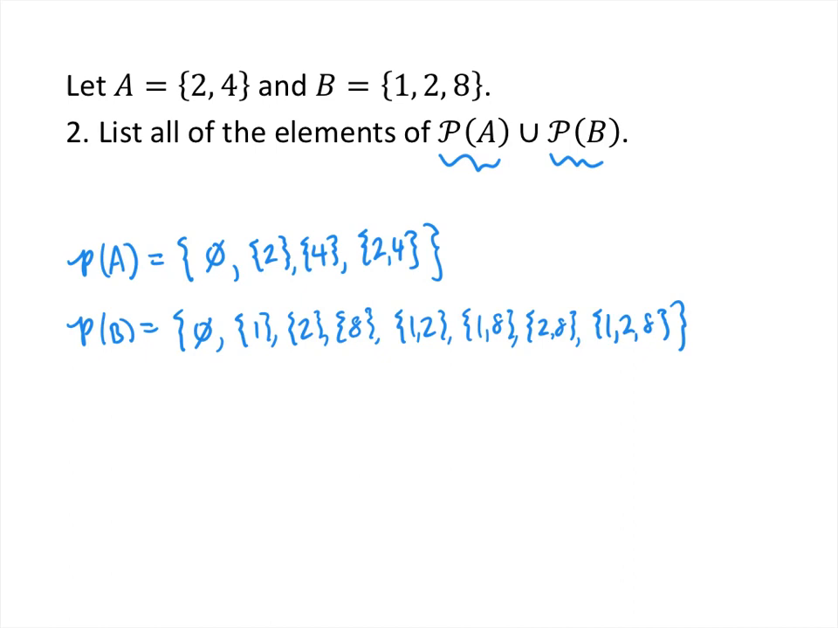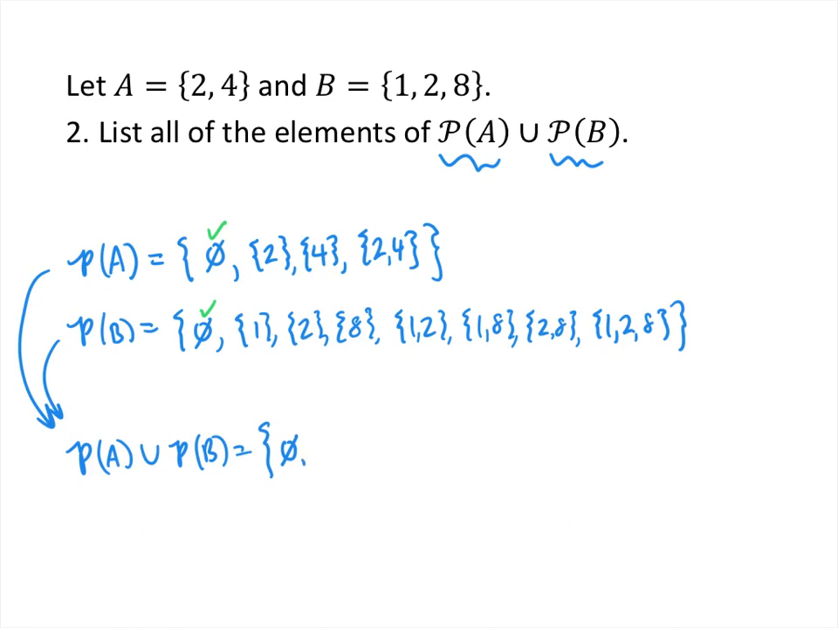Okay, so now we want to take the union of these 2 sets, which means we want one big set that contains all of the elements of either of these 2 sets. And we want to make sure that we're not repeating ourselves. So the empty set is in both, so that's included in the union. And what I'm going to do is put a little check mark next to every one that I write, so I don't forget any, but also so that I don't write anything twice.